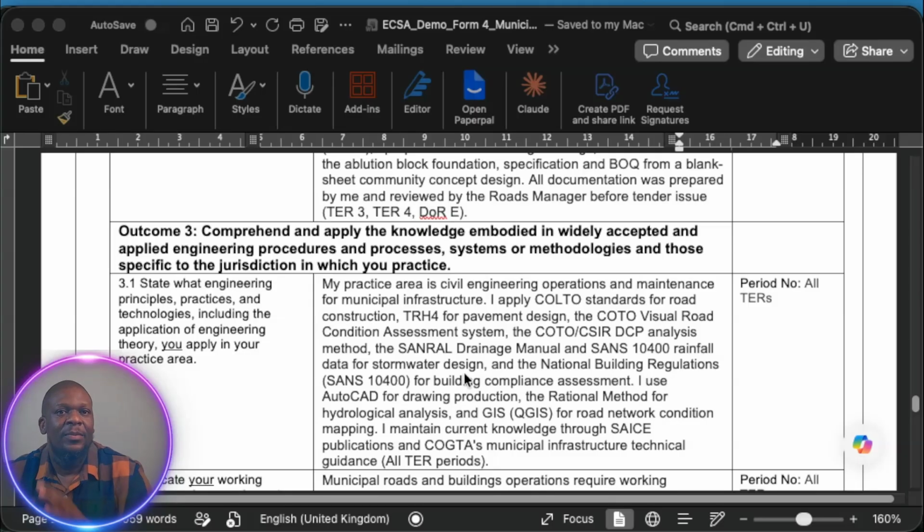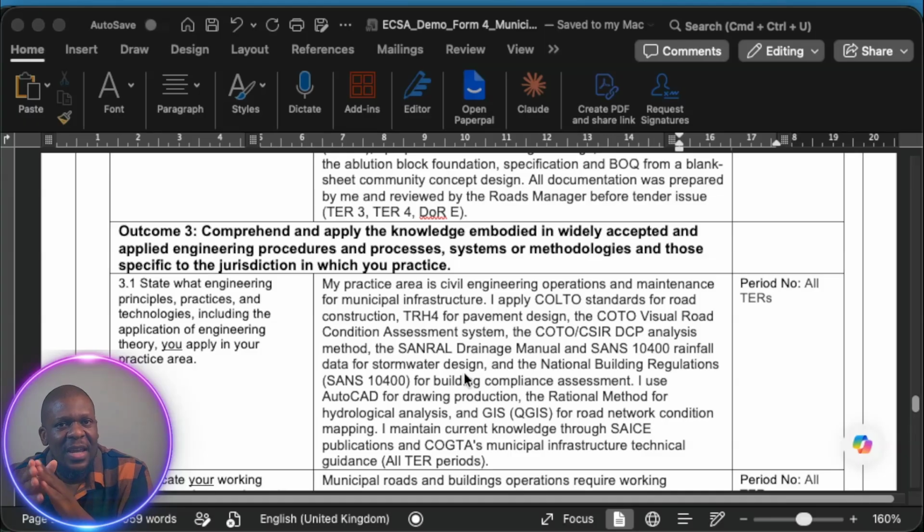All right. Outcome 3, comprehend and apply knowledge. 3.1, state what engineering principle. Here they want you to demonstrate what principle you applied, what principle you executed or implemented in solving the engineering problem in terms of the theory.